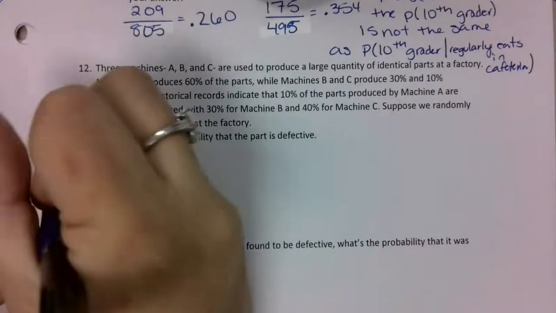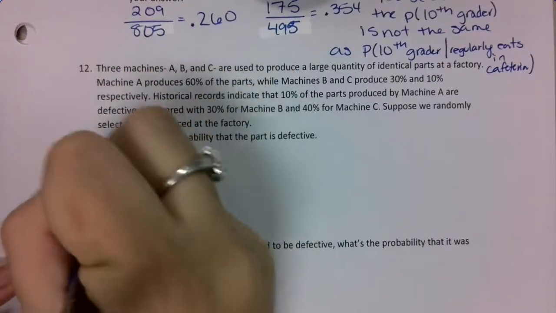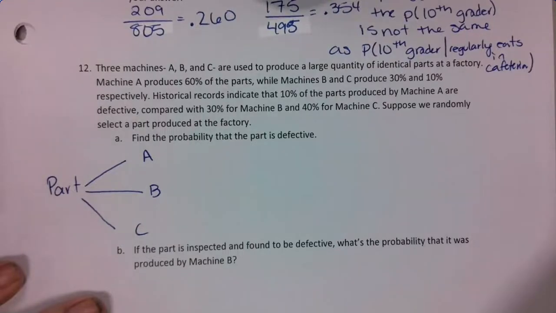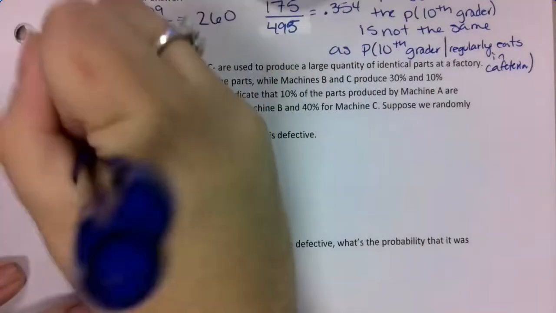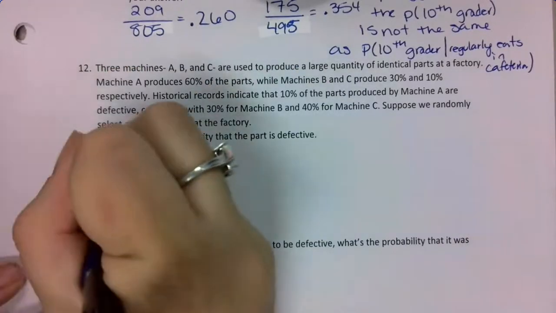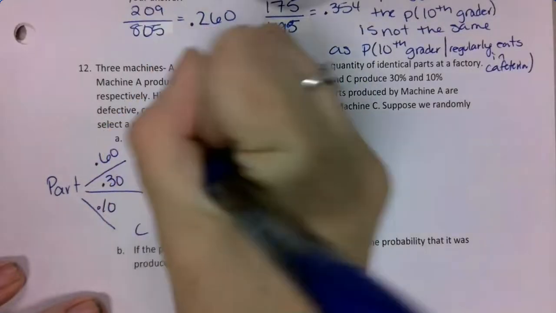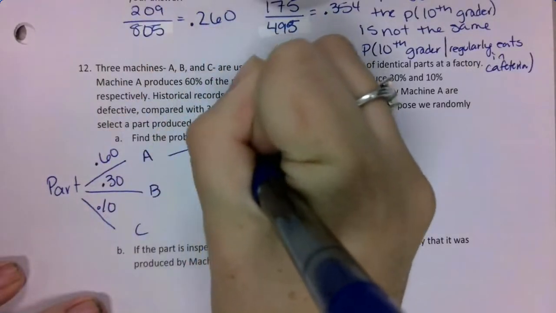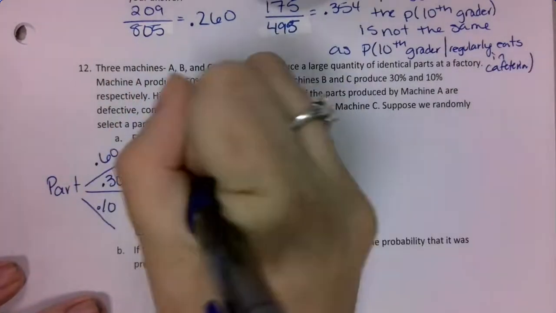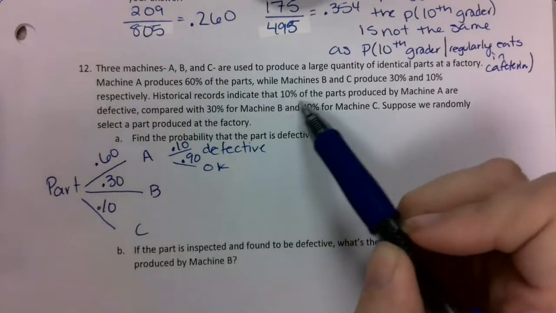I am going to start off by drawing a tree diagram. So I have 3 different parts. I have A, B, and C. And then I want to write their probabilities that they'll be made on each of these branches. So I have 0.60 for A, 0.30 for B, 0.10 for C. Then I have my defective for A, and my OK. And those are 0.10 that it's defective, 0.90 that it's okay. To figure out the OK, I just took 10% and subtracted from 100.